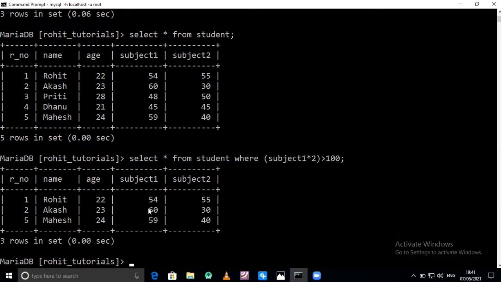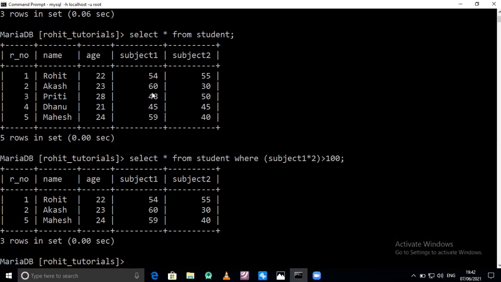What about others? Roll number 3 and 4. Roll number 3, Preeti. Subject 1 marks is 48, into 2, we are getting the value 96, which is less than 100. And for Danu, subject 1 marks is 45, multiply by 2, 90, which is less than 100. So that's why these two tuples are not retrieved from the table.